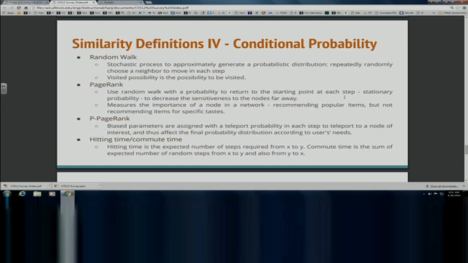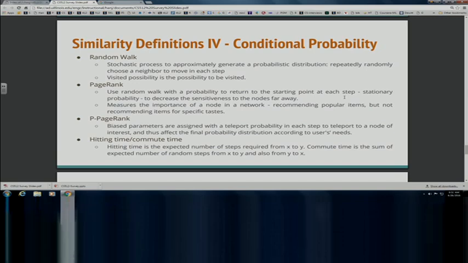And PageRank is based on the random walk, so it uses a random walk with the probability of returning to the start point at each step. It uses an extra stationary probability to decrease the sensitiveness to the nodes far away. So this is the benefit of PageRank.